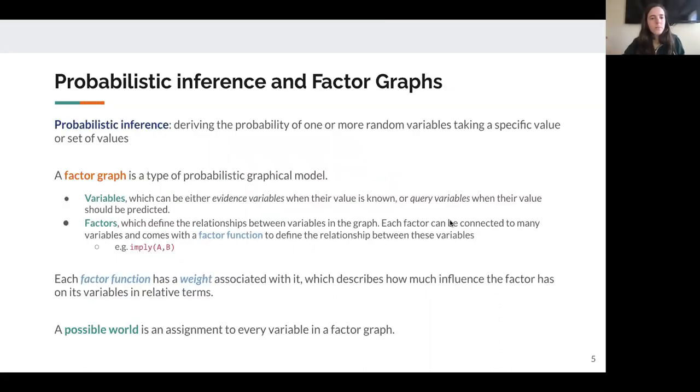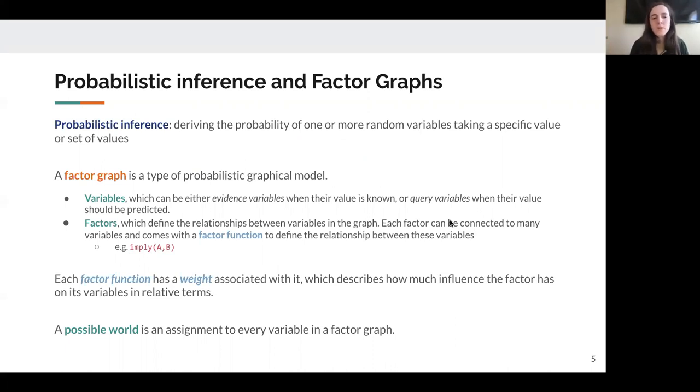So before I jump into this hybrid space of how to bring these two things together, I wanted to give a little background on what I mean when I'm talking about probabilistic inference, and some concepts that are going to come across. Probabilistic inference is the task of deriving the probability of one or more random variables taking a specific value or set of values. So it's like, what is the likelihood of these things happening?